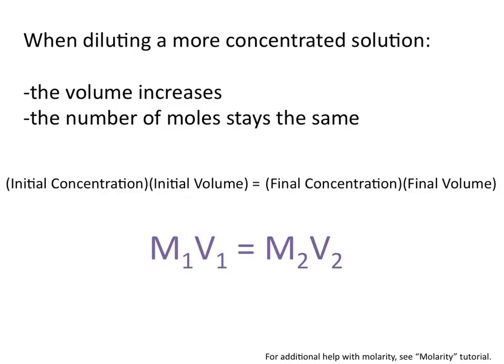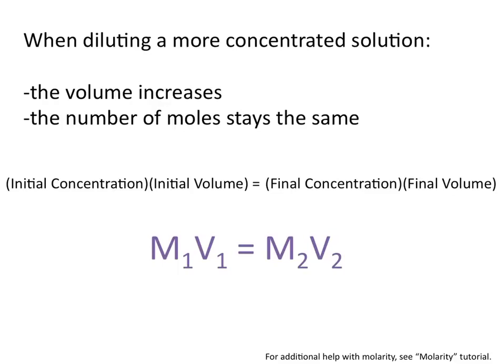Sometimes you see this written M1 times V1 equals M2 times V2, where M1 times V1 is the molarity of the first solution times its volume, which equals M2 times V2, the molarity of the second solution times its volume. It's just another way of writing initial and final.